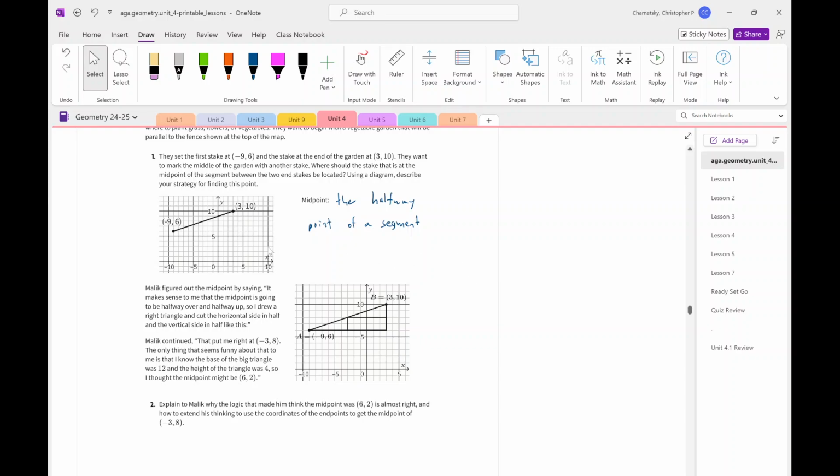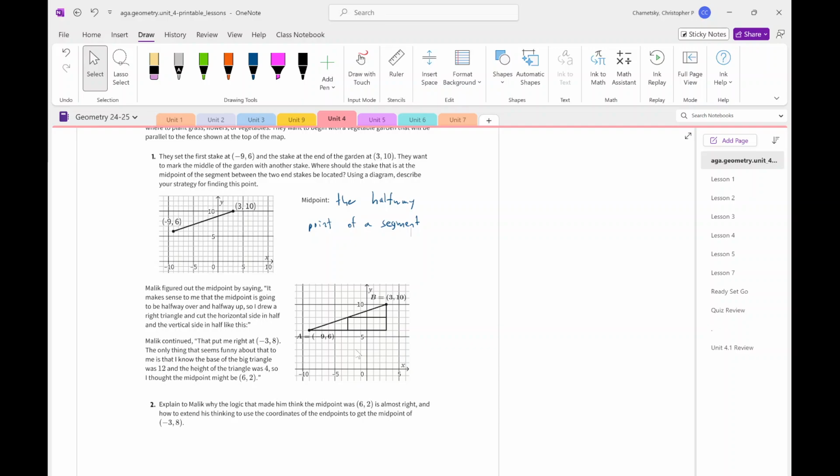Okay. So we have Malik. He's got an idea. He says it makes sense to me that the midpoint is going to be halfway over and halfway up. So he drew a right triangle and cut the horizontal side. So he drew this big right triangle, and then he cut the horizontal side in half and drew a line going up. And then he cut the vertical side in half, drew a line going this way, and he figures he's got the point marked. Okay, and he does. He does have that midpoint marked.